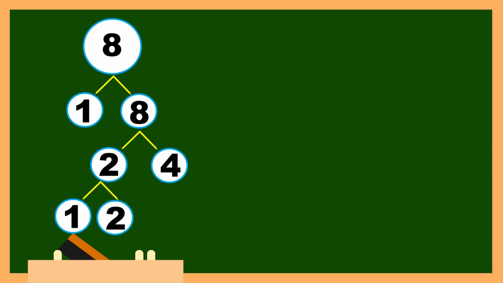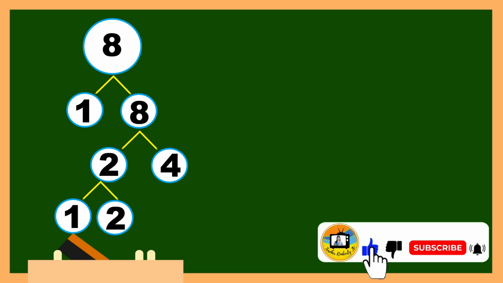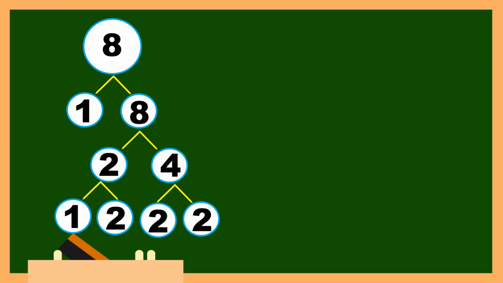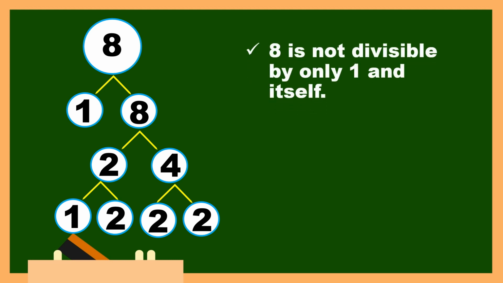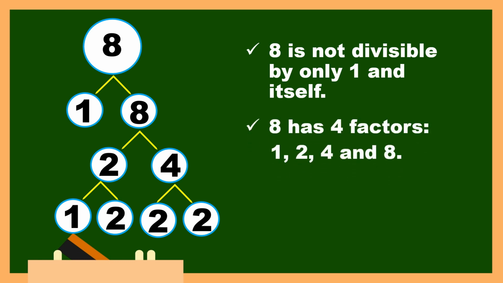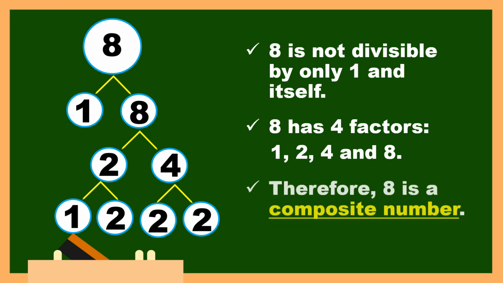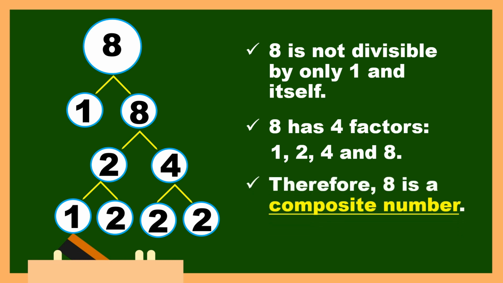Kasi nga, 1 times 2 is equal to 2. And 4 is still factorable by 2 and 2. Yun ang factors ni 4. Kasi when we multiply 2 by 2, the answer is 4. So, 8 has many factors. Hindi lamang dalawa ang kanyang factor. So, 8 is not divisible by only 1 and itself. And another thing, 8 has 4 factors: 1, 2, 4, and 8. Therefore, 8 is a composite number.